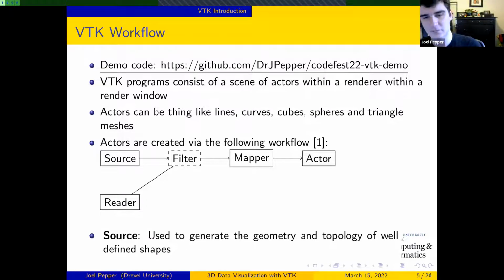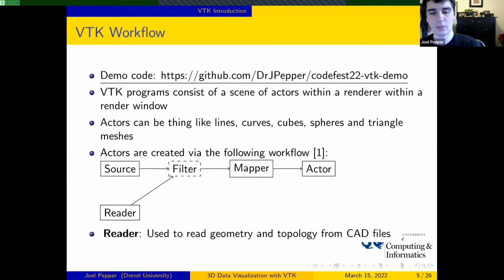And actors are created via the following workflow. So you can start with a source object, which is used to generate the geometry and topology of well-defined shapes. If you don't know what I mean by topology, it means the interconnection between vertices. So like the triangles that are connecting the geometry, which is just vertices. But a source can be used to generate things like cubes and spheres and cylinders and stuff like that. A reader is used to read geometry and topology from CAD files, and we'll see that as well.